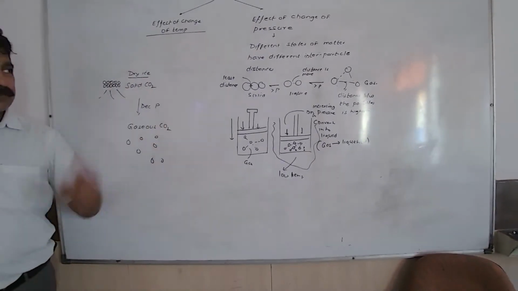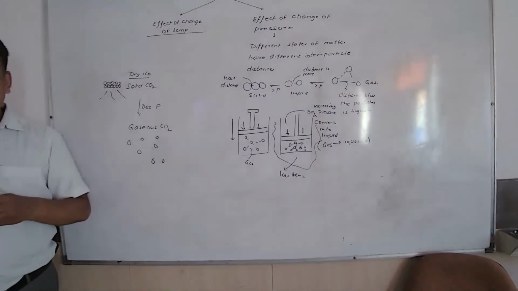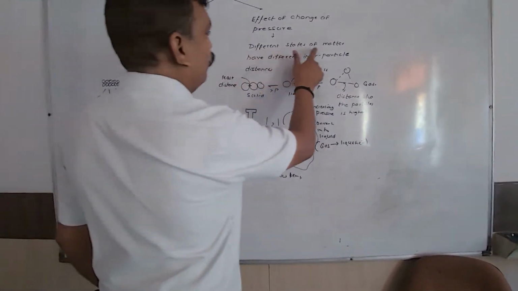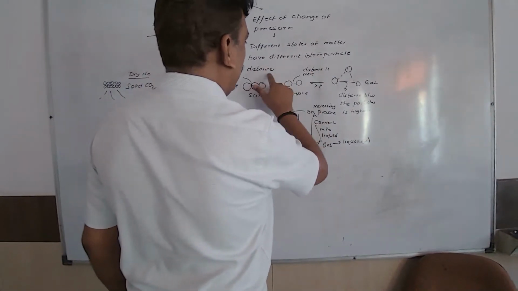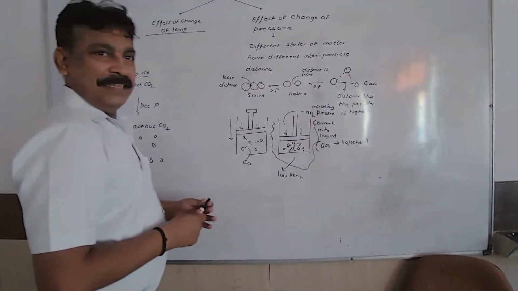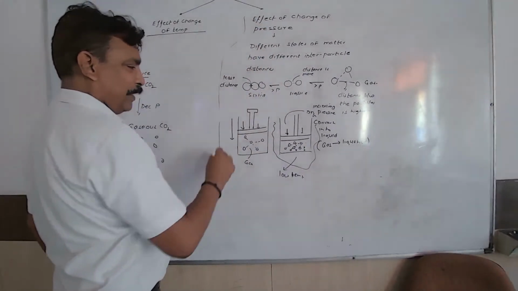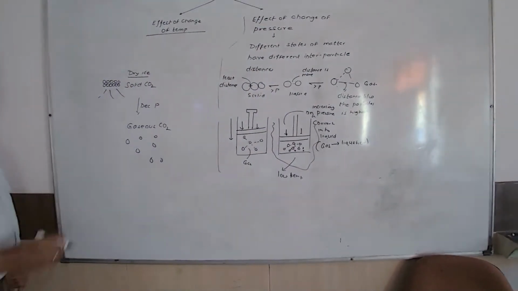Okay, so write down this part. Different states of matter have different interparticle distances. No, write the whole thing, from here to this entire part. And I am giving you an explanation.